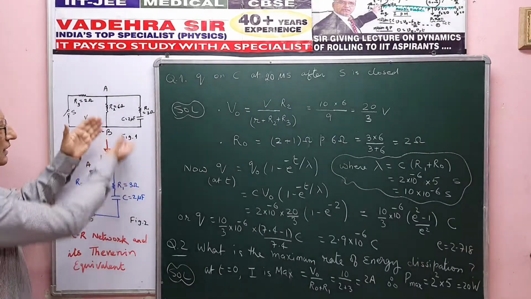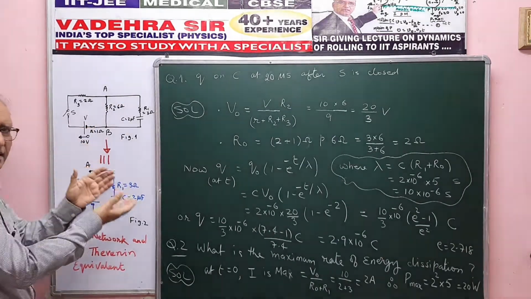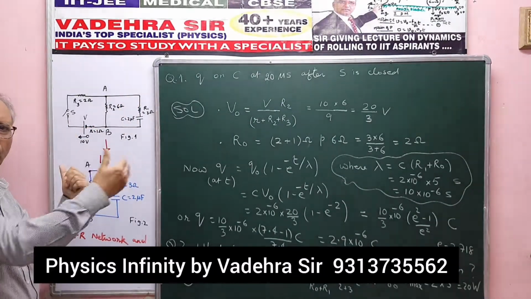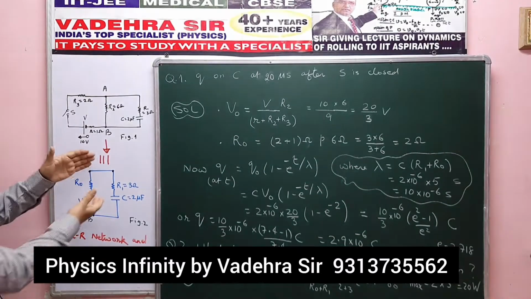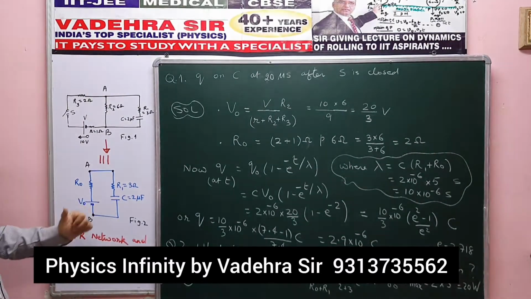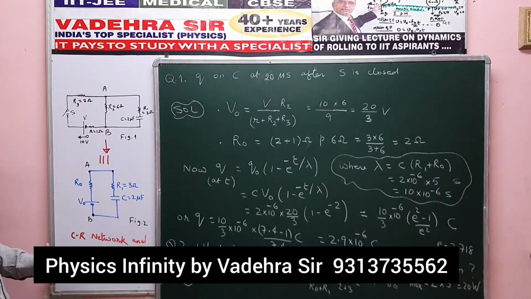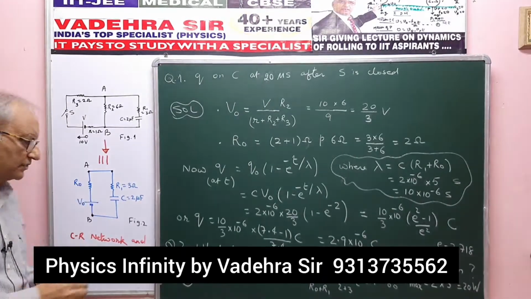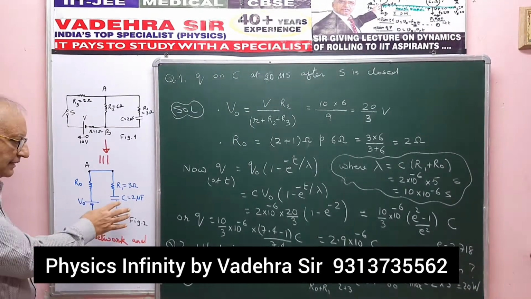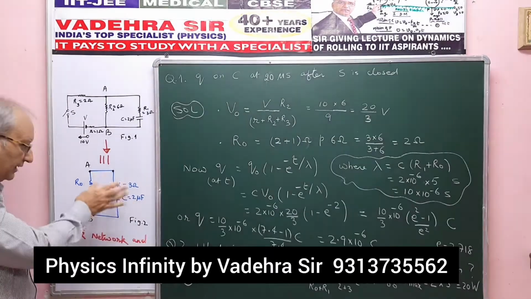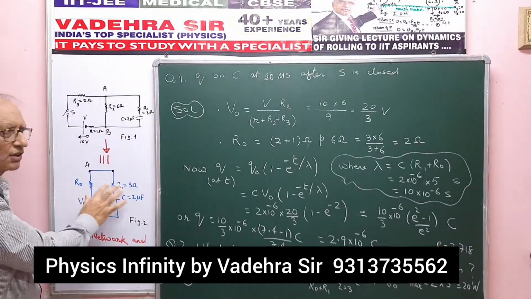then of course I have the R1 and C which I had removed in order to get V naught and R naught. I place it here. So here you are, 2 microfarad, 3 ohm. So what will be the time constant? Now this is a single loop circuit. The time constant will be C into total R, that is R naught plus R1.